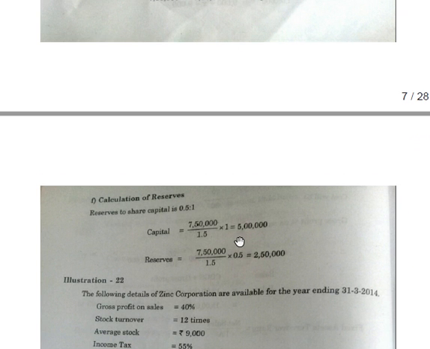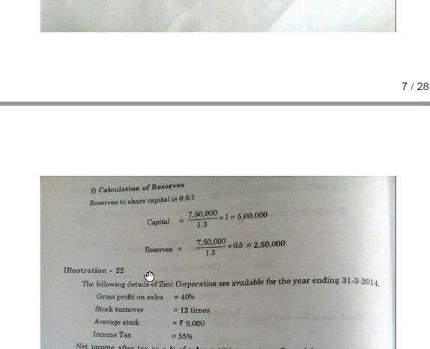So next is calculation of reserves. Reserve to share capital is 0.5:1. Capital is equal to 7,50,000 divided by 1.5:1. So total is how much? 0.5 plus 1, 1.5. So take that as your denominator into 1, which is 5 lakhs. So reserves is 7,50,000 into 0.5 divided by 1.5. We are just dividing, or proportioning, it into the ratio. So we are getting 2,50,000.